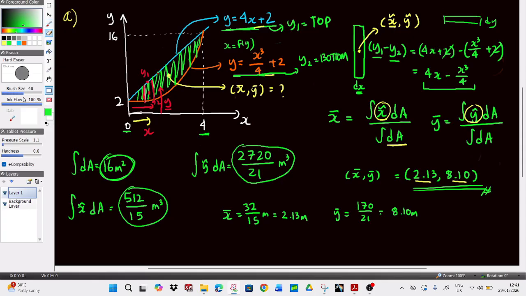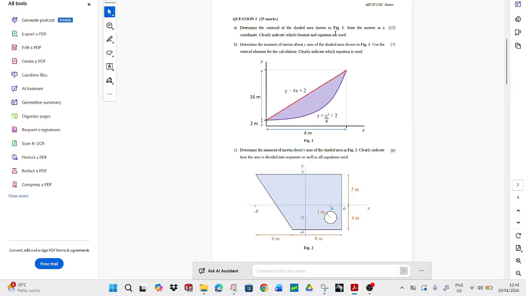And it's not recommended at all. So don't try to make your life more difficult when you're actually fighting against the time. We are fighting against the time here, so that's why we use the easier element. But for part B, they ask you to find a moment of inertia in figure 1.